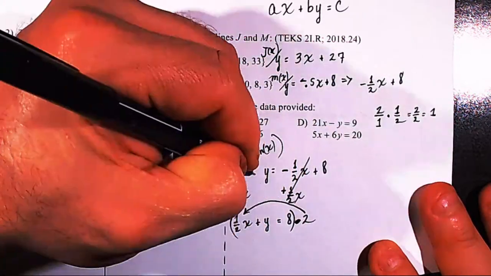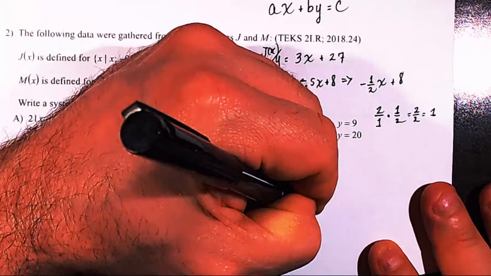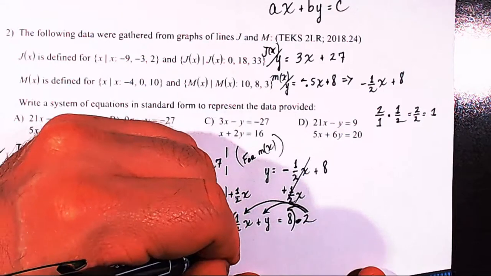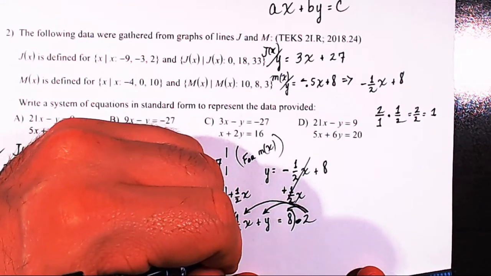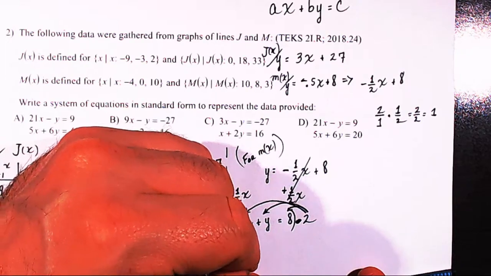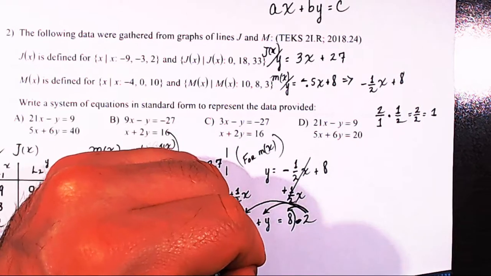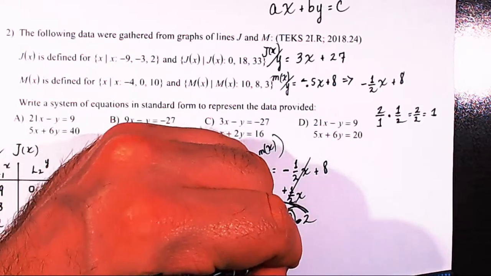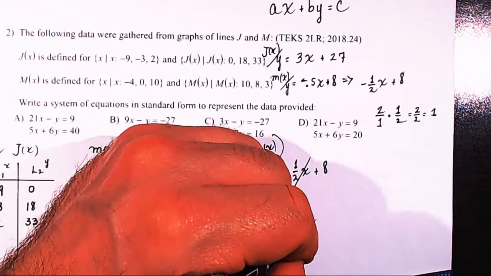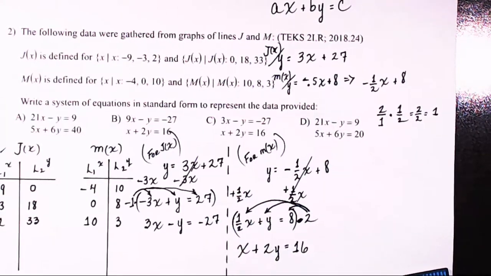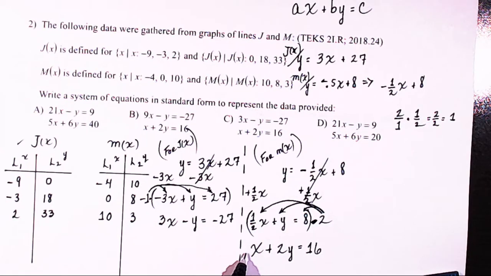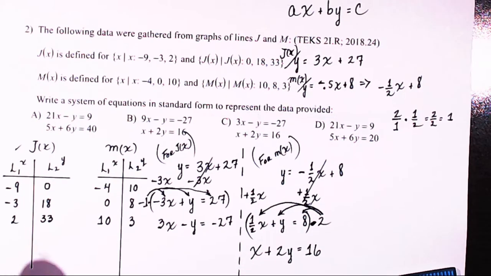Every term will be multiplied by 2. So 2 times 1/2 gives me 2 over 2, which is just 1. Anything divided by itself is 1. And now I've got x by itself, plus 2 times 1y gives me 2y, equals 2 times 8 gives me 16. So x plus 2y equals 16. Is that in standard form? Well, I've got 1x, positive whole number, 2y, positive whole number, and then 16, whole number. Yep, it's in standard form.